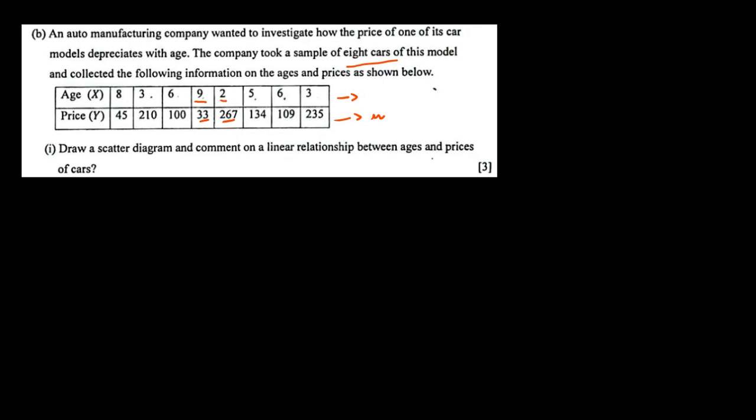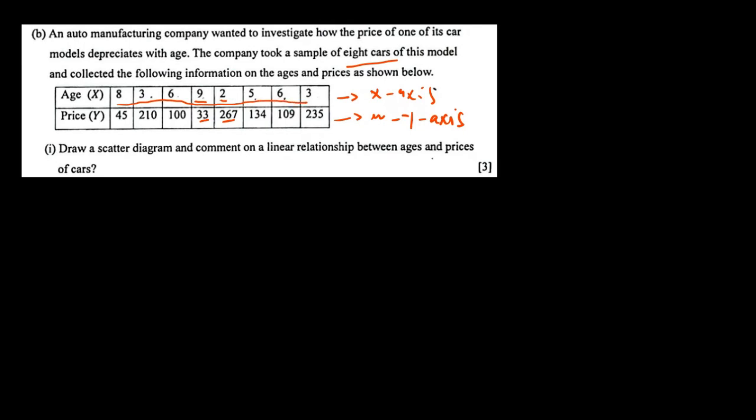So we are going to put the age on the x-axis because it's independent, and we're going to put the price on the y-axis, because it depends on the age. To plot this, we will need a scale for the x-axis and for the y-axis. In the first row, I can see that the lowest number is 2 and the highest number is 9.